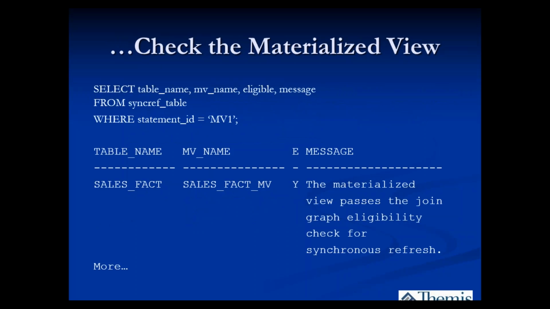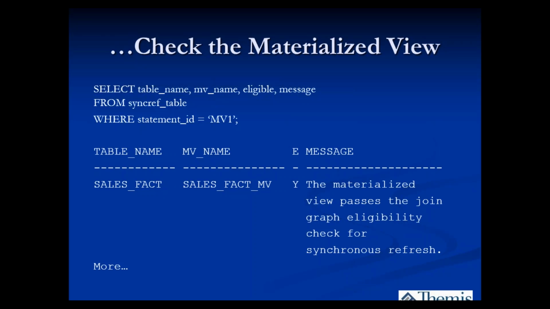So here's the select from the sync ref table with the statement ID. Now this just shows one of the many messages that could show up there. So even if the previous step, making sure my fact table and materialized view were set up correctly, was successful, it doesn't give me messages, but it writes the messages to this table. If it fails, you'll see them on the screen. So if it's successful, you may want to come to this table, take a look. This is just one of the messages.